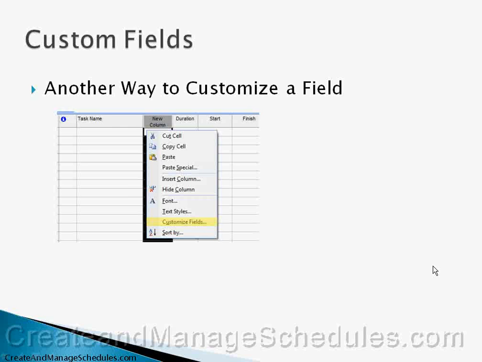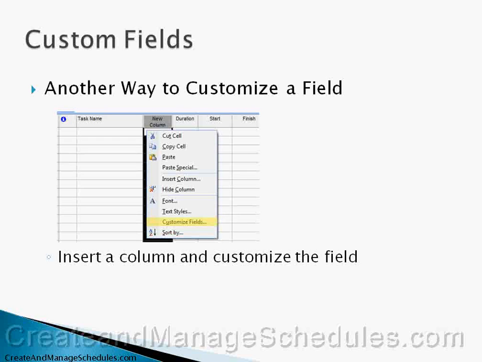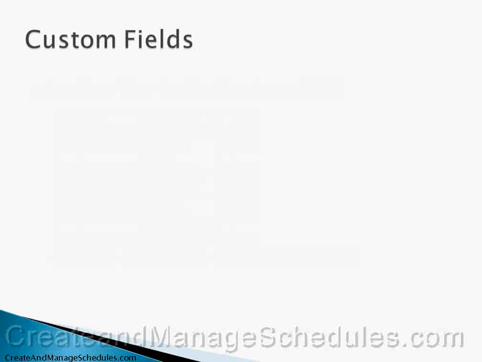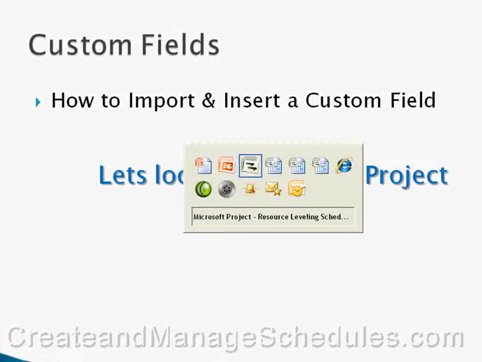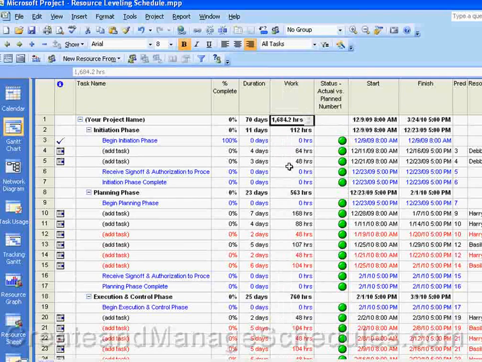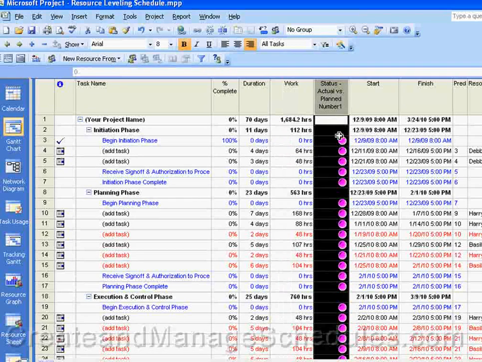So now let's look at another way to customize a field. You can insert a column and customize the field, as well as insert an existing customized field. So let's take a look at how we do that in Project. So in this example, we imported an existing custom field.